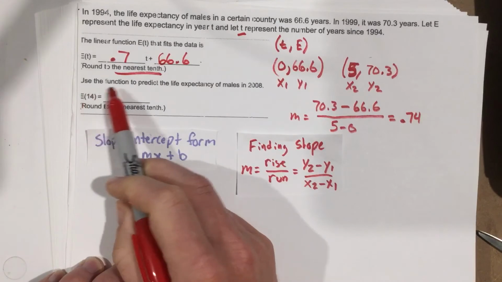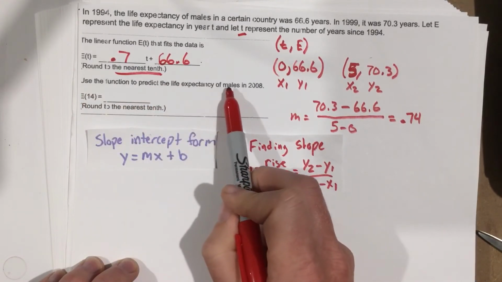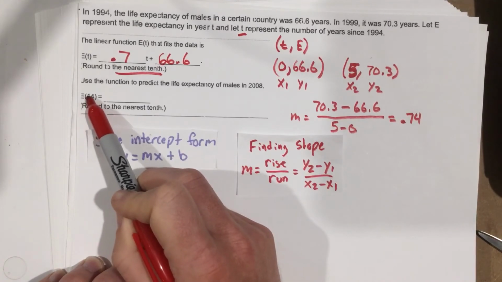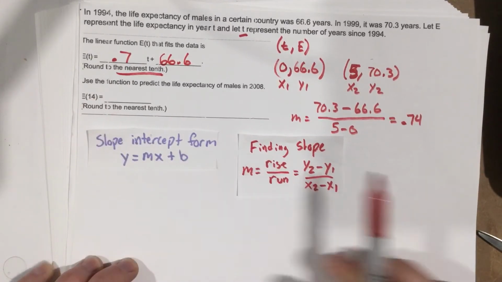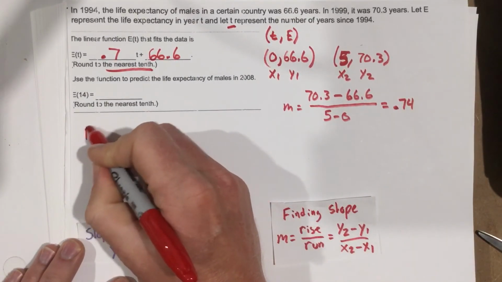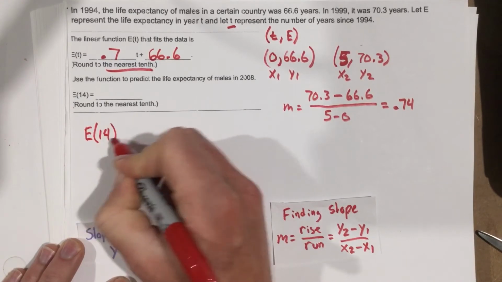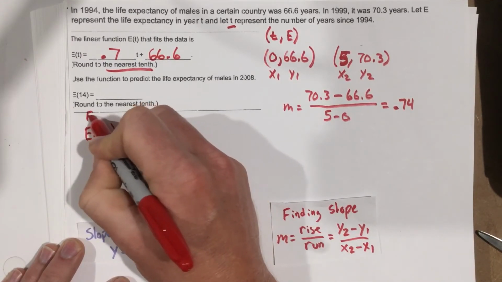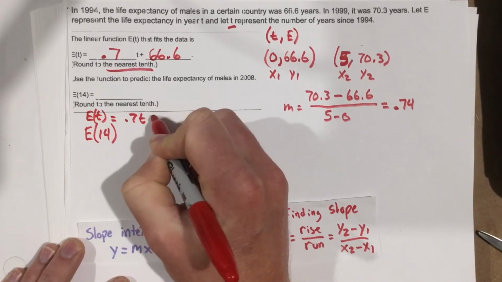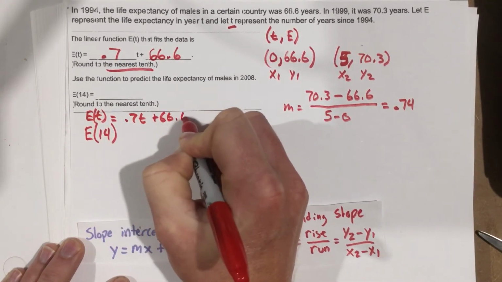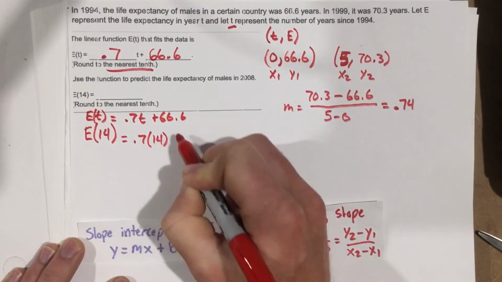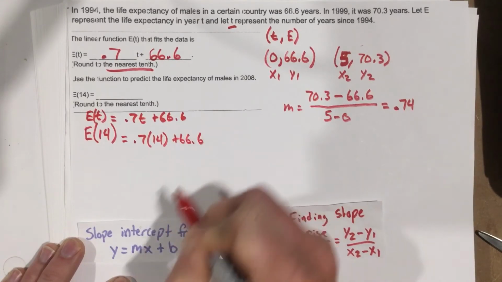And finally, they say use the function to predict the life expectancy of males in 2008. So they want us to plug in, they say E of 14. They want us to plug in 14 and figure out the answer. So let's go ahead and do that. First of all, we can say E of T equals 0.7T plus 66.6. So E of 14 would be 0.7 times 14 plus 66.6.